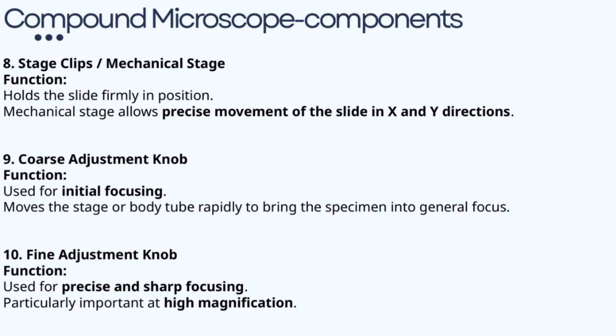And that brings us to the fine adjustment knob. This is used for the final, precise focusing. Especially at higher magnifications, sharpness becomes critical, and this knob allows you to make those small, careful adjustments needed to see the details clearly. Together, these components, stage clips, mechanical stage, and the adjustment knobs, are essential for getting a clear, stable, and detailed view of your specimen. They work together to enhance your overall viewing experience, making the microscope a powerful tool for your observations.